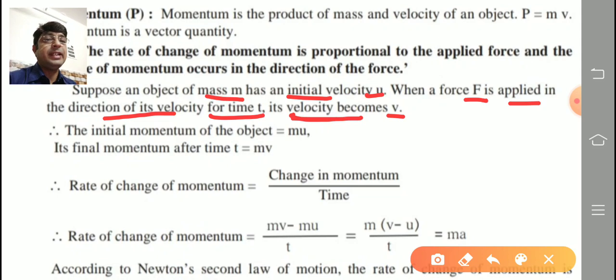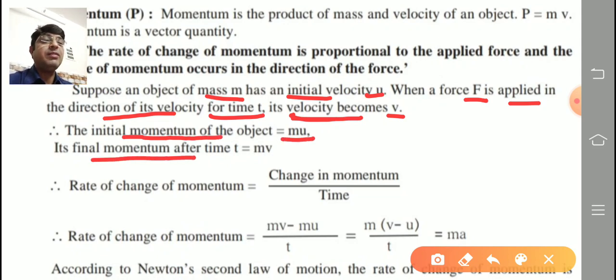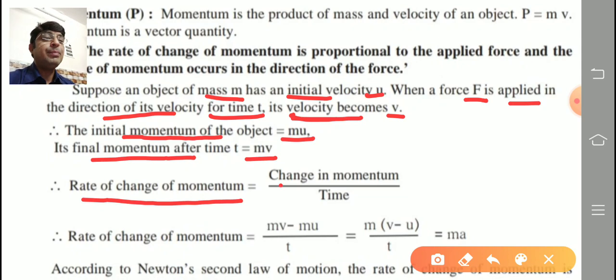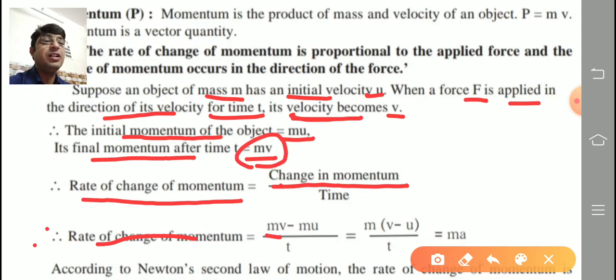Therefore, as per the second law, the product of mass and velocity is called momentum. So the initial momentum of the object is mu, and the final momentum after time t is mv. According to the second law, the rate of change of momentum is equal to the change in momentum upon time. Rate means with respect to time. Therefore, the rate of change of momentum is equal to the change in momentum, that is final momentum minus initial momentum. So what is the final momentum? That is mv, which we substitute here, minus initial momentum mu, upon t.